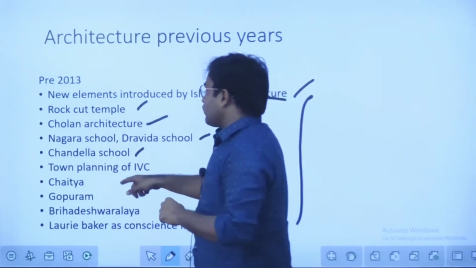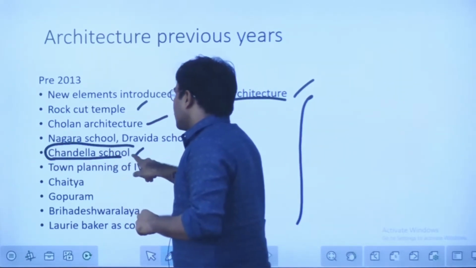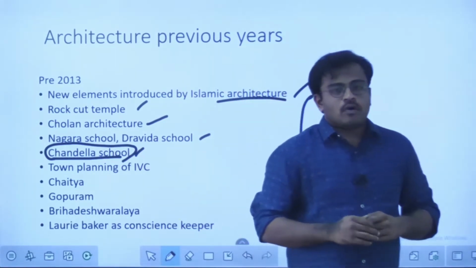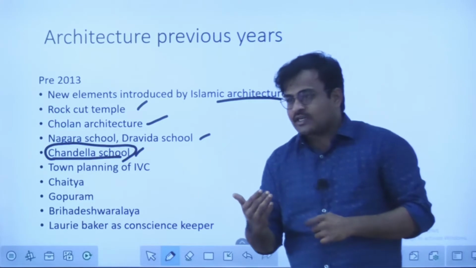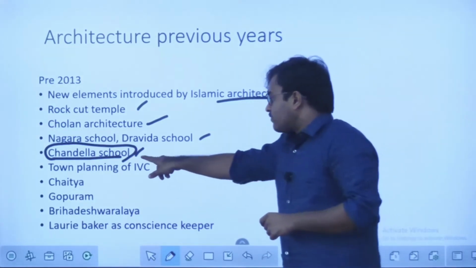See, this is very, very important. Why? Because they have even gone for sub-schools in the architectural styles. Usually, we tend to neglect these sub-schools. We broadly read just the Nagara style of architecture and we neglect the rest of the sections. But they have asked a question on Chandela school of architecture.